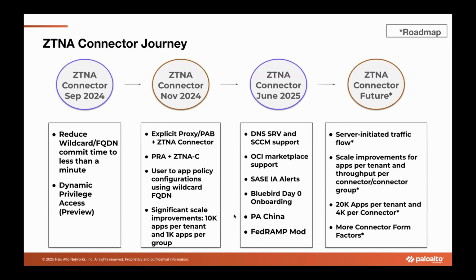Similarly, we have user to app policy configurations using wildcard FQDNs, as I mentioned before, and we have significantly improved the scale. So per tenant, we support up to 10,000 applications, and per connector group, we support about 1,000 applications. And we are constantly improving that scale. Moving forward in the future, you will see more scale improvement and more throughput based improvements from a ZTNA connector standpoint. But when it comes to the latest features, we have some specific features which we have released recently.